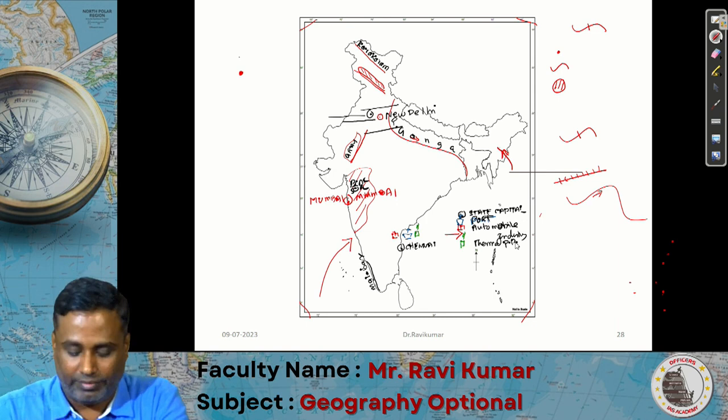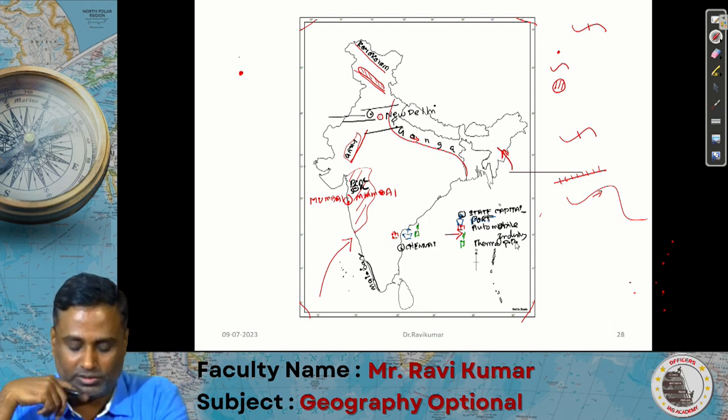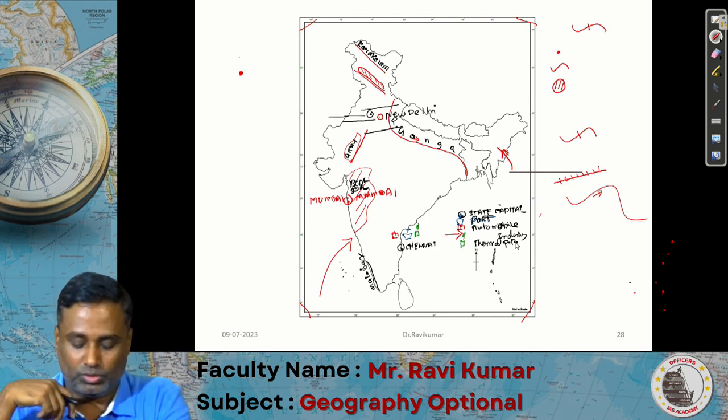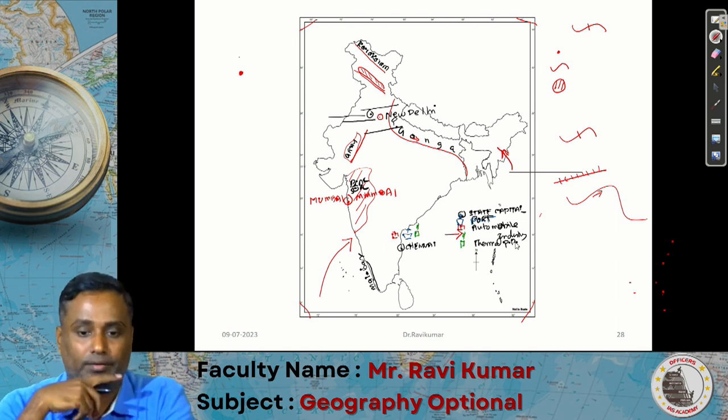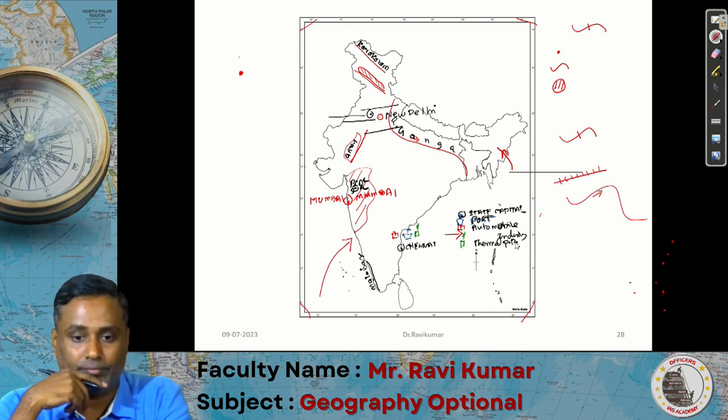Now you see, when I look at Chennai, I can say, oh, this is a state capital, located on the coast. It is having an automobile industry. It is also a port. It is having a thermal power plant. Now it is more informative.